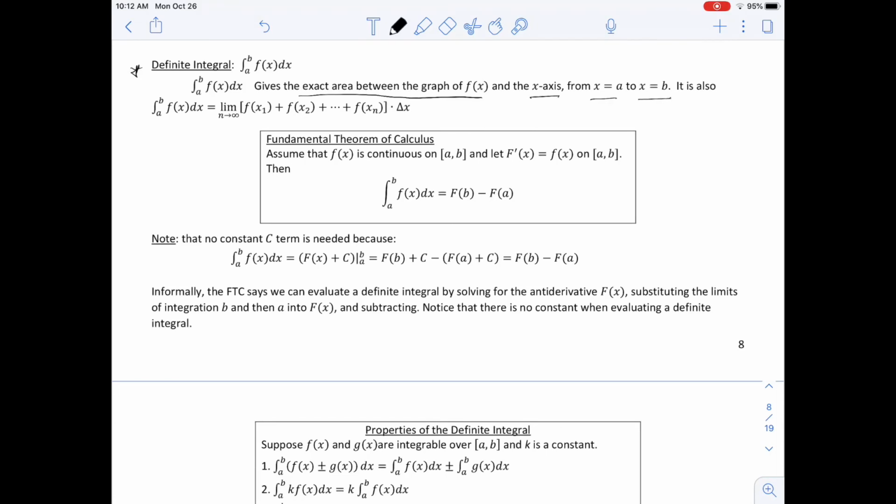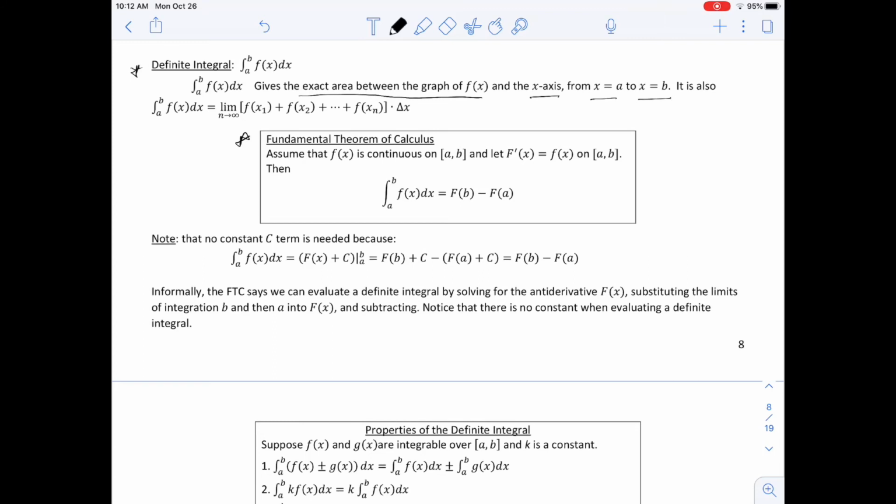It also is going to be the integral from a to b of f of x dx is equal to the limit as n approaches infinity of f of x1 plus f of x2 plus all the way through f of xn times delta x. And this is the next thing that we have. We're going to give a star to it. It's the fundamental theorem of calculus.